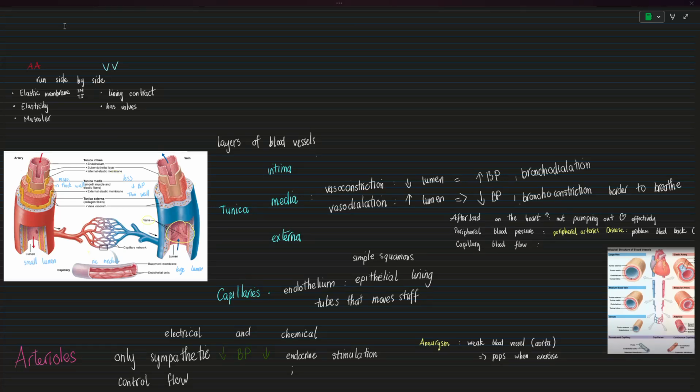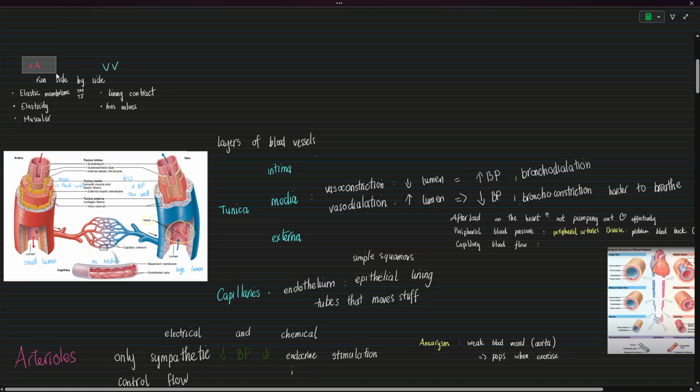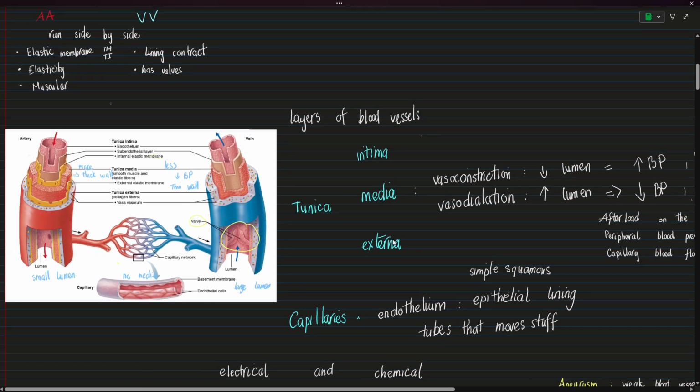This is chapter 19, blood vessels. So we have AA, the arteriole and artery, and we have VV, venule and vein. They run side by side. But in the AA, you can see the picture right here, the AA have a thicker tunica media, because it has elastic membrane and muscle. It has bigger muscle to pump blood because it has to pump blood from the heart all over the body.